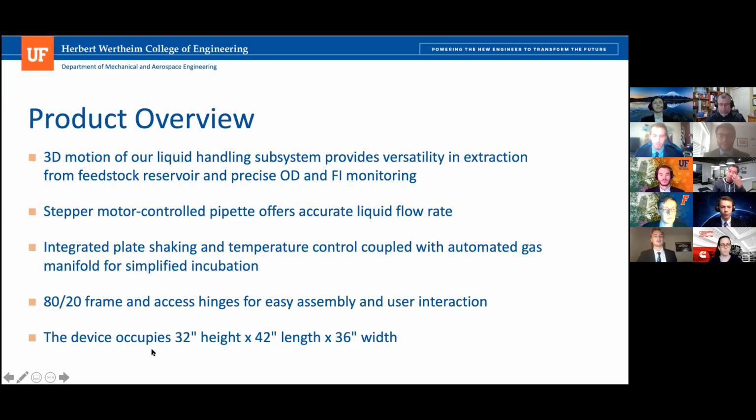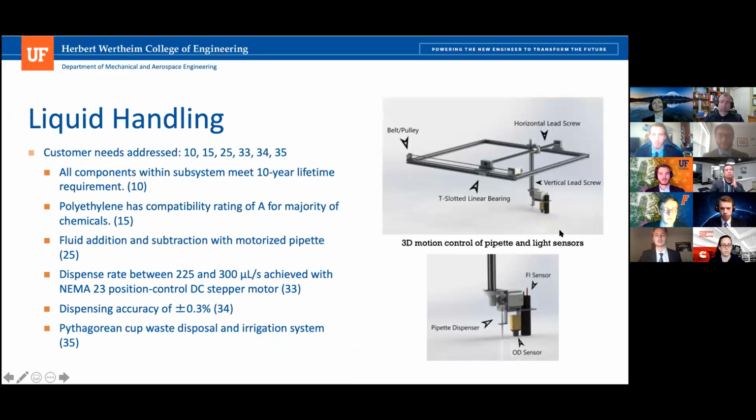And finally, the overall dimensions, just so you have a scale of the device, is 32 inches by 42 inches by 36, which is about the size, at least the length and width, of a standard lab bench, and the height is 32 inches. And next, we're going to go individually by subsystem to get a more in-depth look.